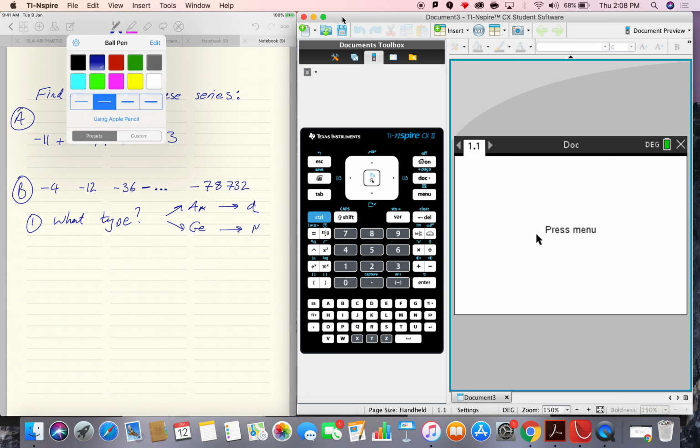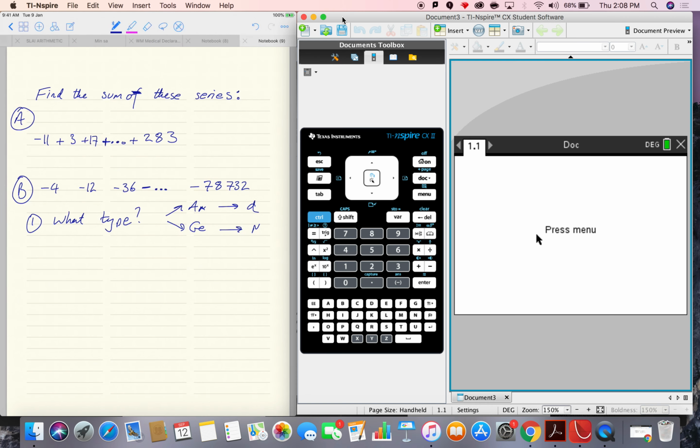Oh, sorry, part two. So once we've done what type it is, two is how many terms. So how many terms? And this is the u of n formula we need. And then once we've got that, part three is finding the sum. So that's using the S n formula. Okay, so let's get to it.